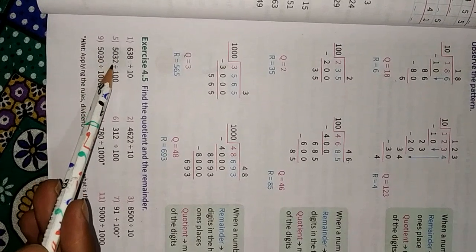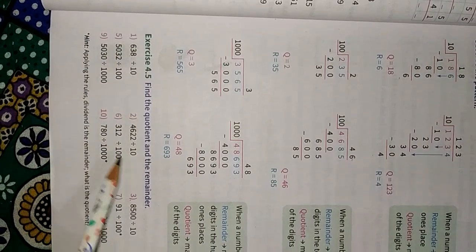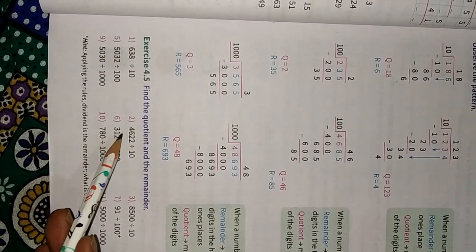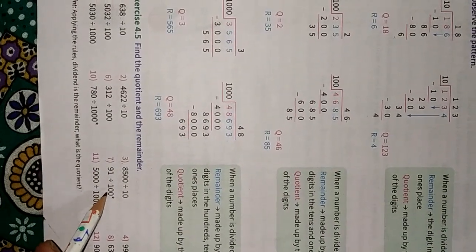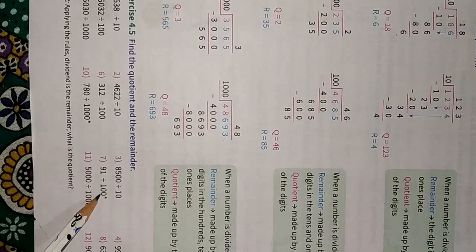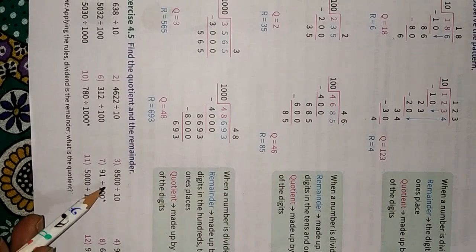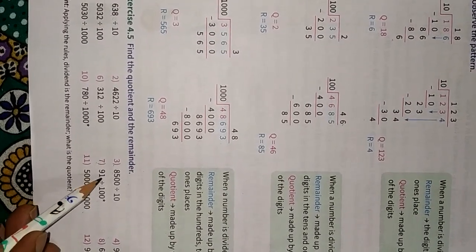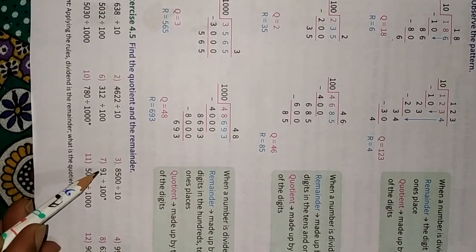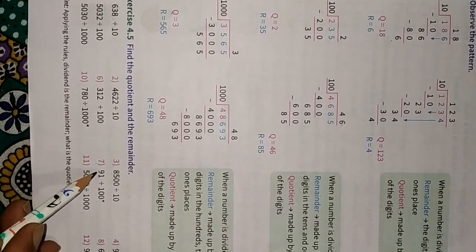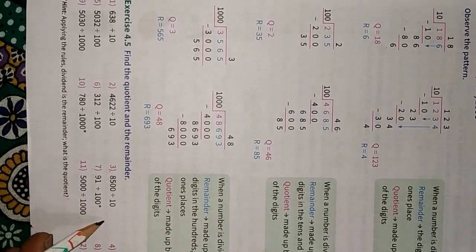400, the last two digits will be the remainder. 32 is the remainder and 50 is the quotient. Here 12 is the remainder and 3 is the quotient. Now in question number 7, 91 divided by 100. The divisor is greater than the number. When the divisor is greater, the remainder is the number itself which we are going to divide. So the remainder is 91 and here the quotient will be 0.